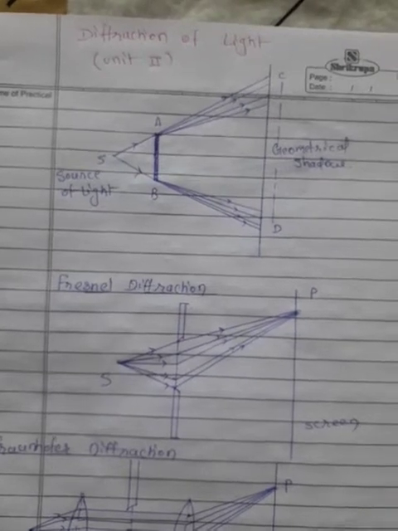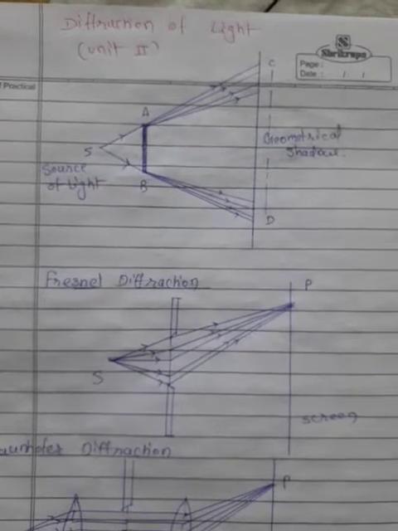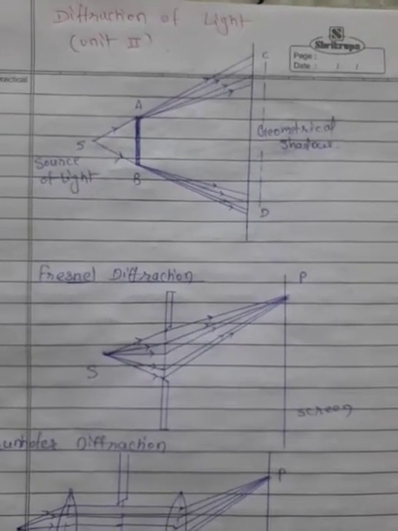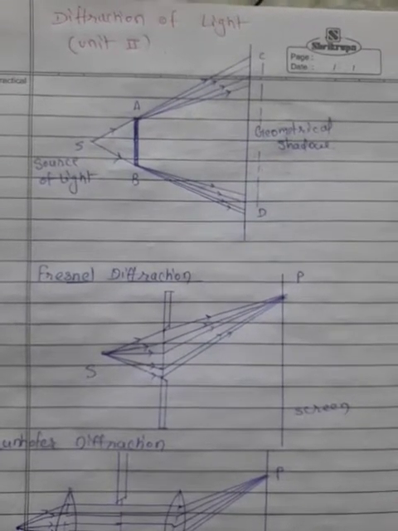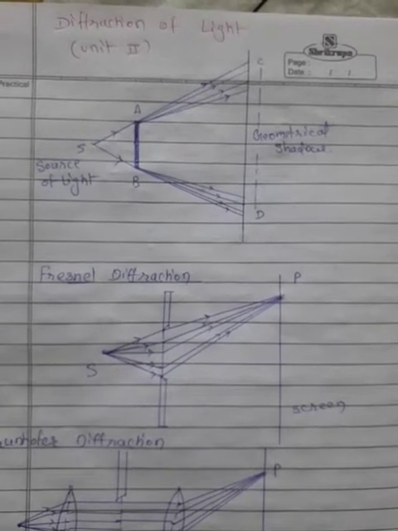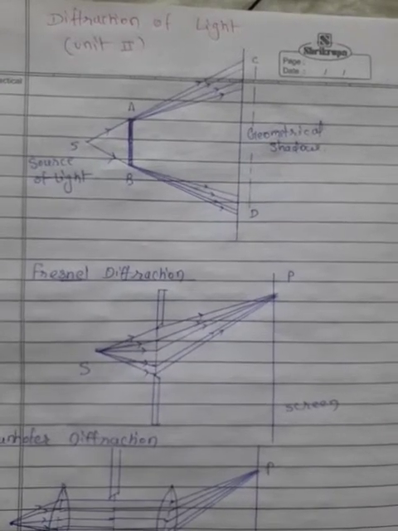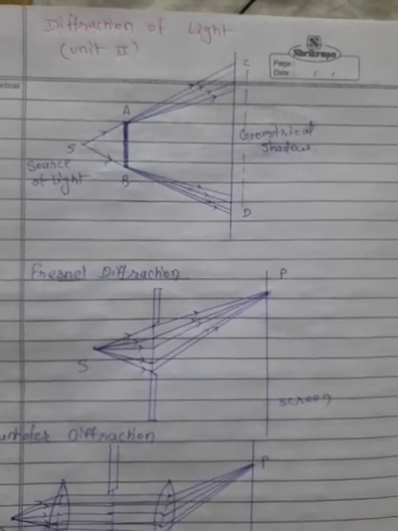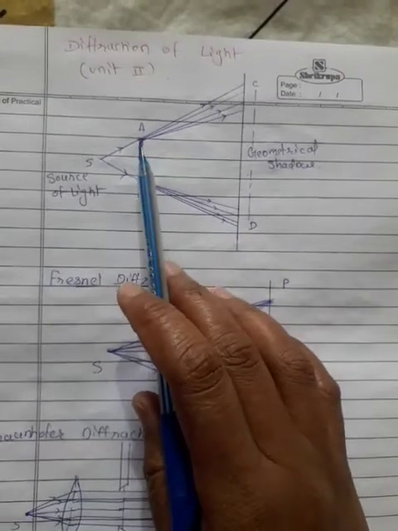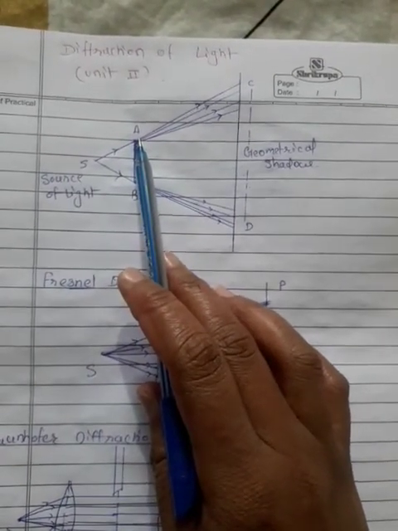Good afternoon, students. Today we will start our second unit, diffraction of light. When a wave comes across obstacles, it bends around the edges of the obstacles. If the dimensions of the obstacles are comparable to the wavelength of the wave, the bending of the wave around the edge of an obstacle is called diffraction.